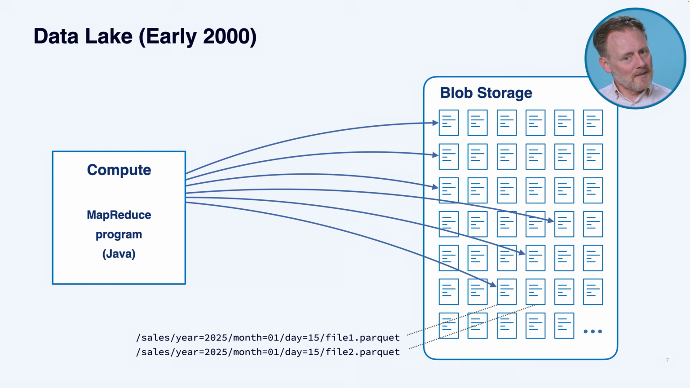Then you would write, in the bad old days, MapReduce programs in Java to process them. These were not really fun times. You filtered partitions by hand and just hoped nobody else was writing to the same location at the same time as you were reading. There were no transactions. Schema changes broke pipelines all the time, and figuring out what data was current was a nightmare. It kind of worked, but it was fragile, error-prone, and you could never really guarantee correctness.